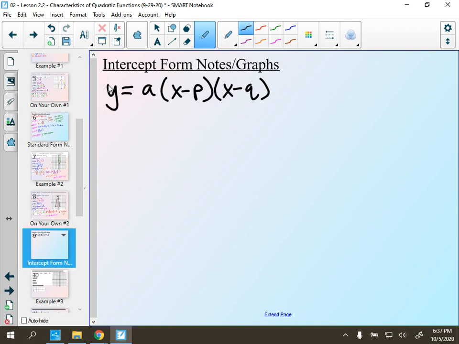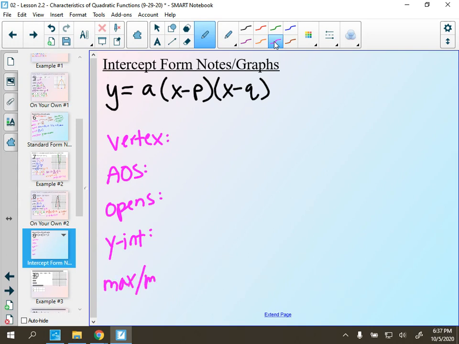So what were the things that we were looking for? Oh boy. Let's see, vertex I think we had at the top. AOS, opens, y-intercept, and max min value. All right, so same deal here. Let's start with the freebies. I'll do freebies in blue like I think I've been doing. And it's actually the same ones.